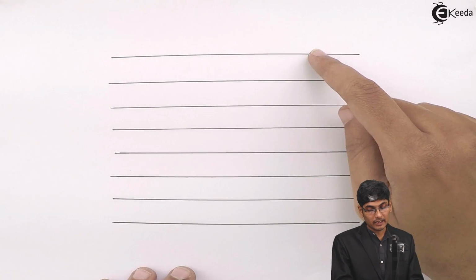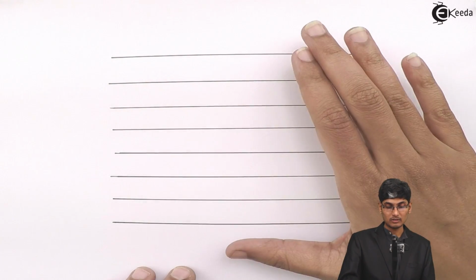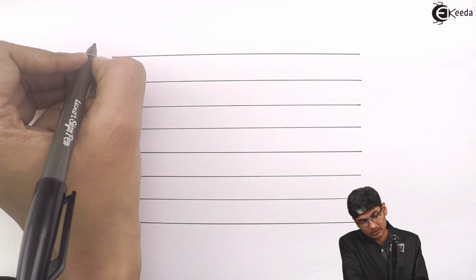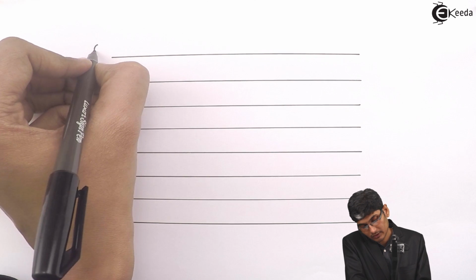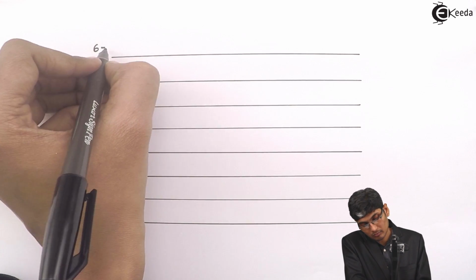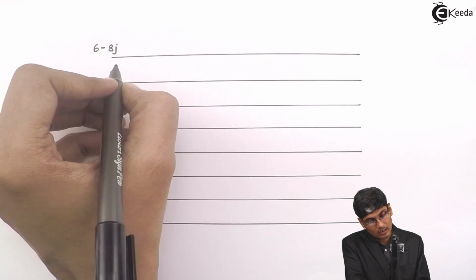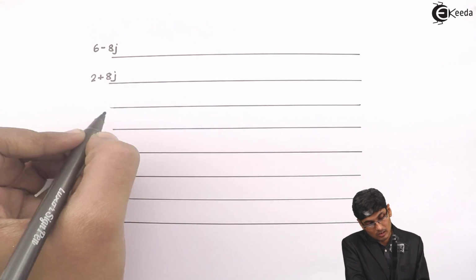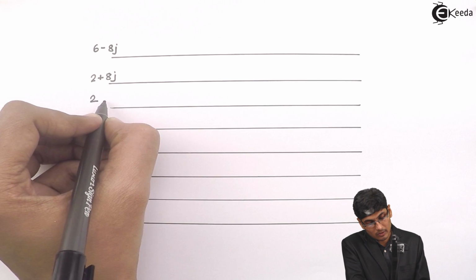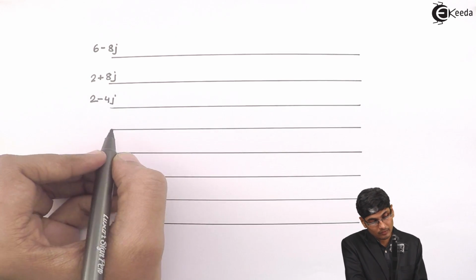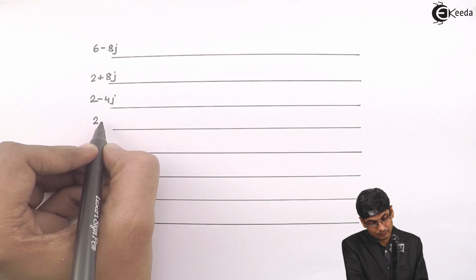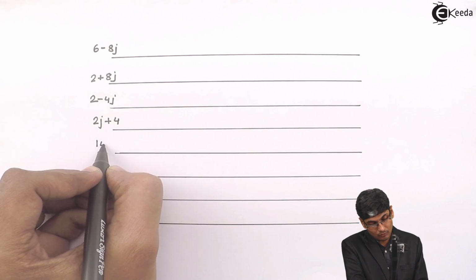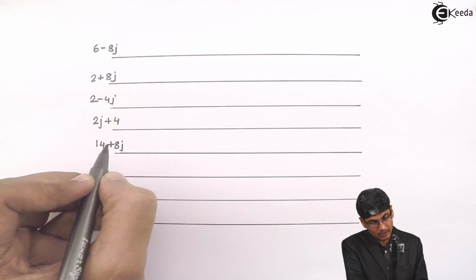For that we require again 8 parallel lines, because it is not over yet. So I get the input from the second stage. The input on the first line, the first sample is 6 minus 8j. Next sample is 2 plus 8j. After that 2 minus 4j. Then we have 2j plus 4. Then we have 14 plus 8j.